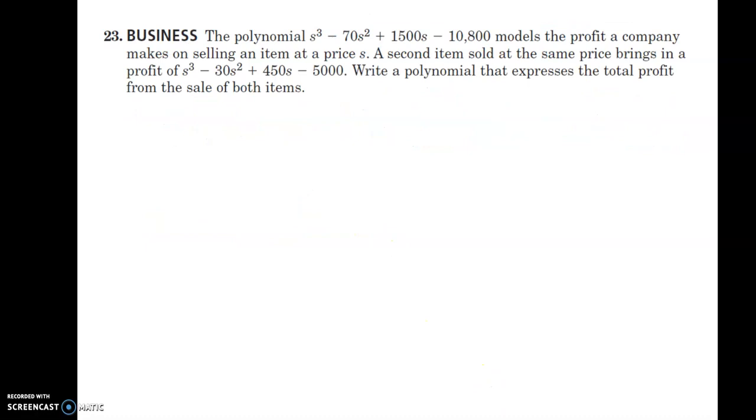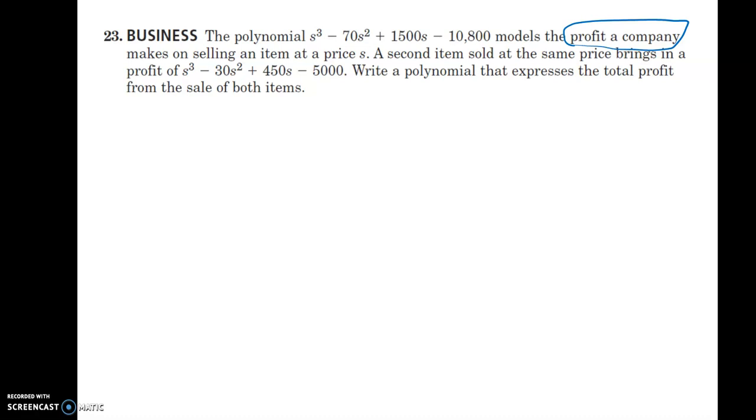So where might we see this? The polynomial s cubed minus 70s squared plus 1500s minus 10,800 models the profit of a company. So this is how much money the company would make in selling the item S. The second item sold at the same price brings in a profit of s cubed minus 30s squared plus 450s minus 5,000. You're asked to write a polynomial that expresses the total profit from the sale of both items.